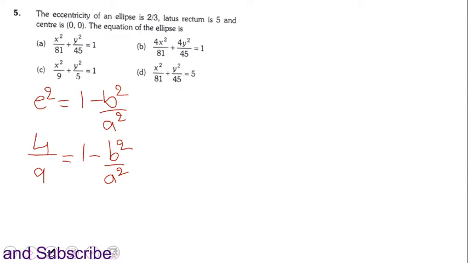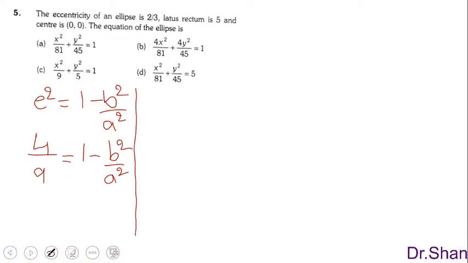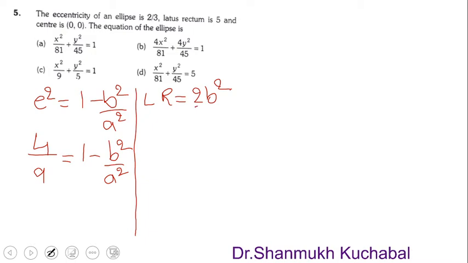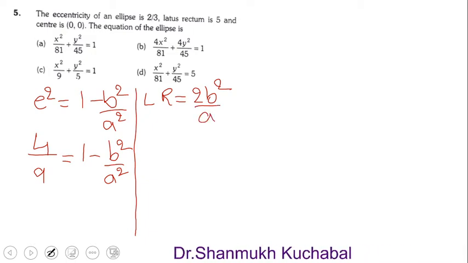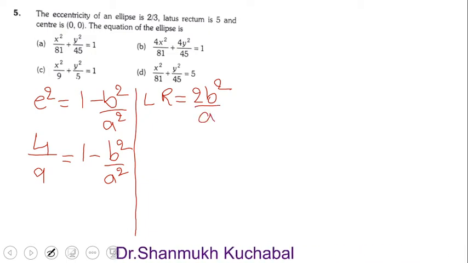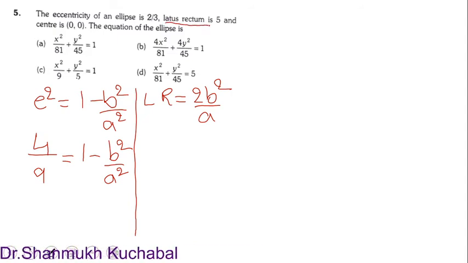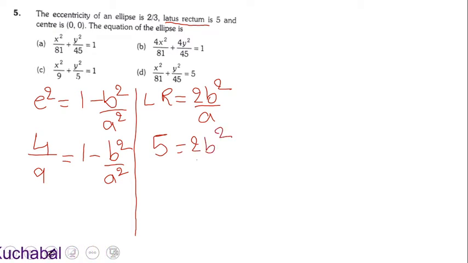Further, latus rectum, the formula is, latus rectum is given by the formula 2b square divided by a. Latus rectum is 2b square by a, and here latus rectum in this example is given as 5. So 5 equal to 2b square by a. So this we get.